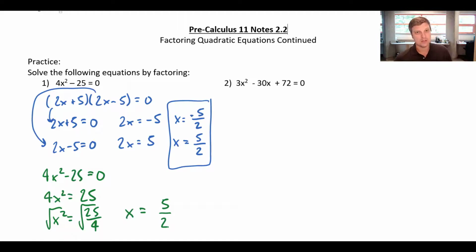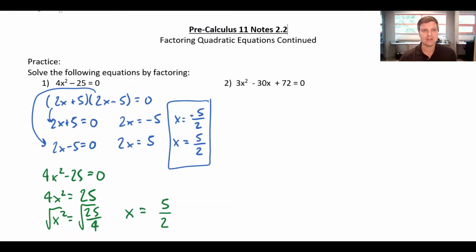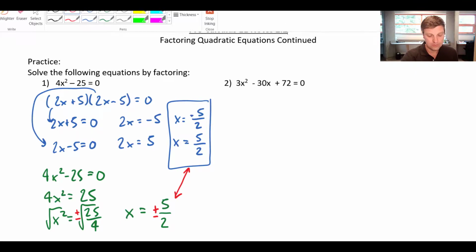Now, at first glance, this looks like, wait a second, what happened to that other answer? What I want you to remember is that whenever you take the square root of something, the answer is actually going to be plus or minus, because the square root of 4, for example, is not just 2, it could be 2 or it could be negative 2. Both of those squared would give me 4. So my answer here is plus or minus 5 halves, and you can see this really is the same thing that we got before. Okay, let's do the next problem.